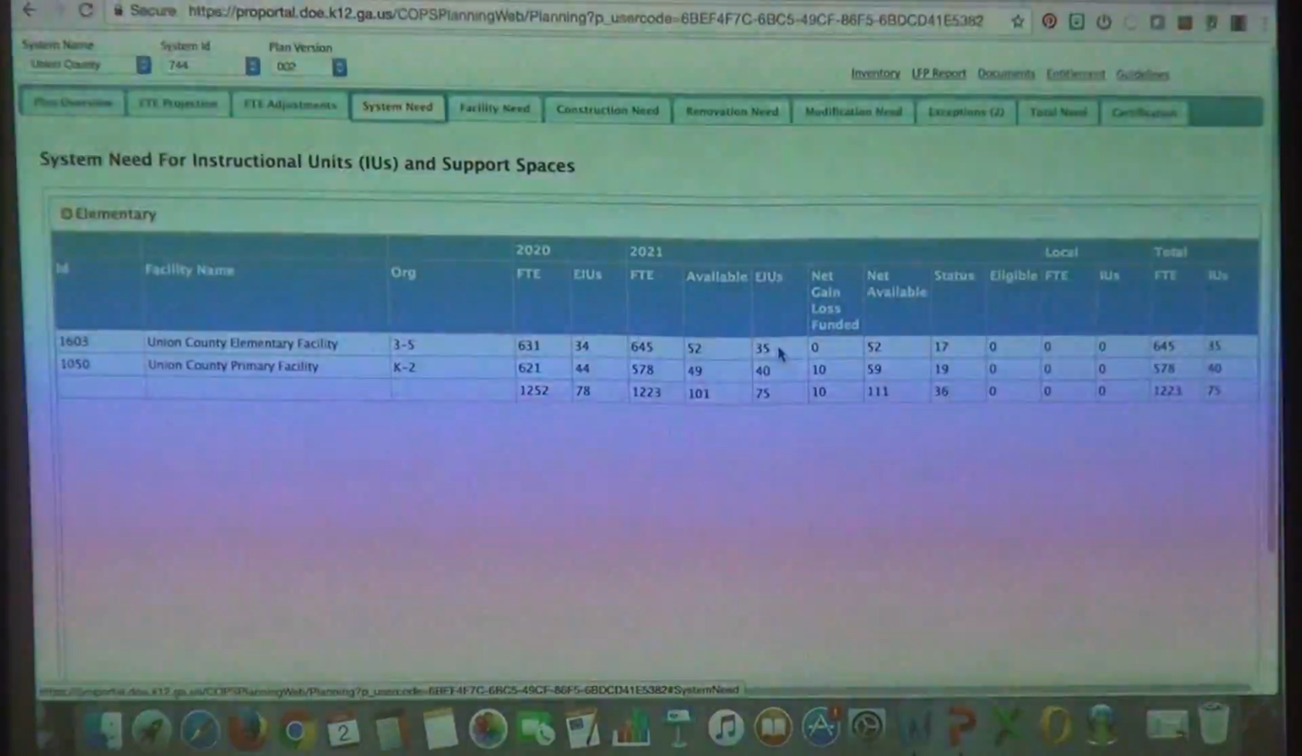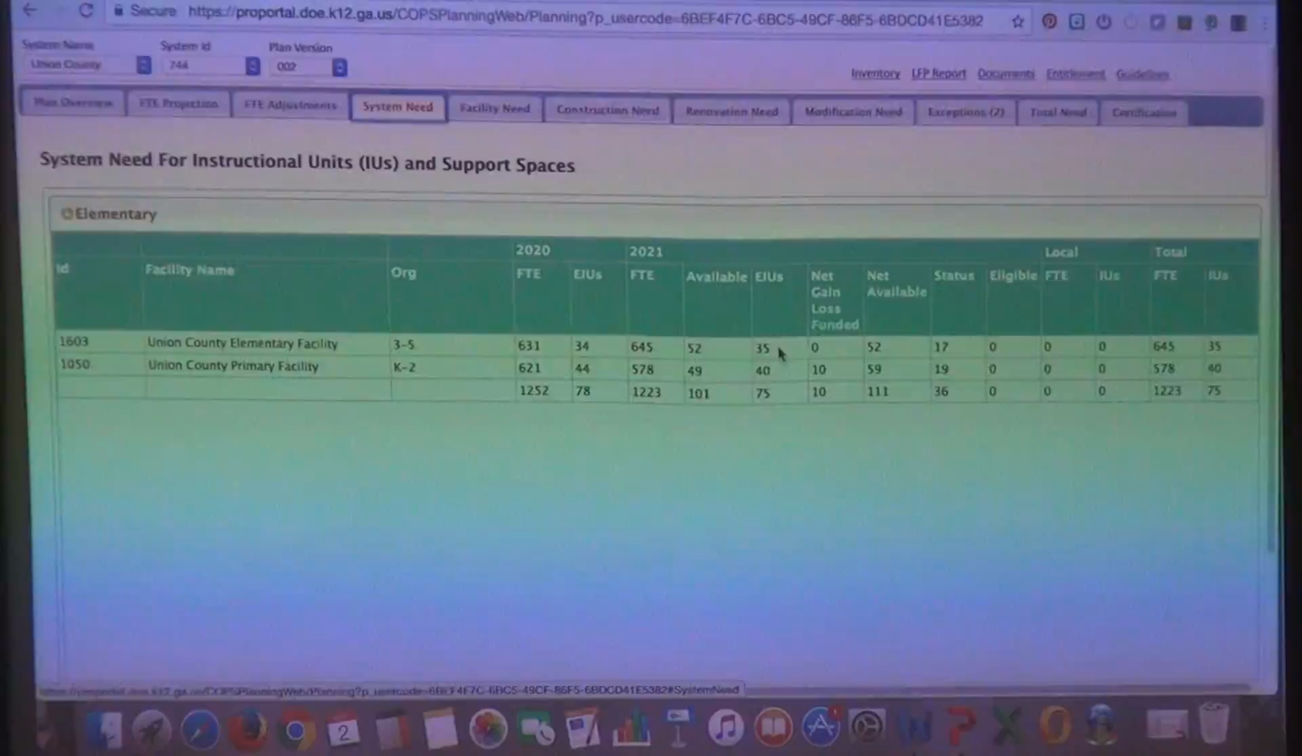You use those numbers to determine what your needs are as far as instructional spaces or classrooms in each building. You have 44 earned at the primary school, you have 49 available. So they're saying you have a little surplus there, but if you go up there and talk to your principal, they're using every one of those spaces, I can guarantee that. And there's a tab for middle and high school. We'll quickly show this.